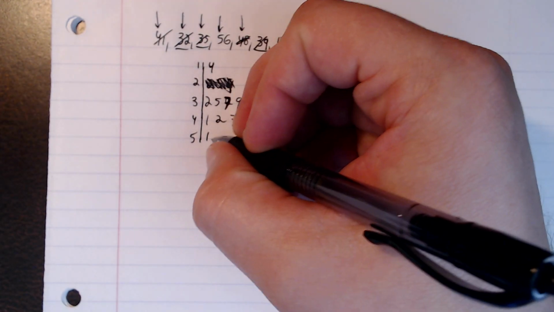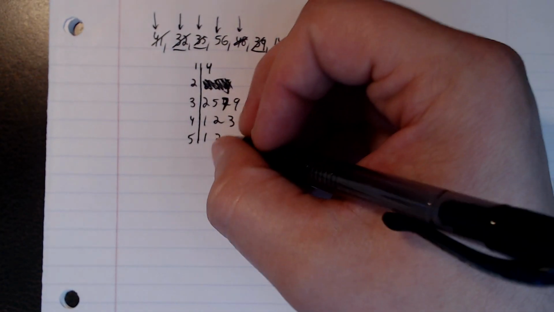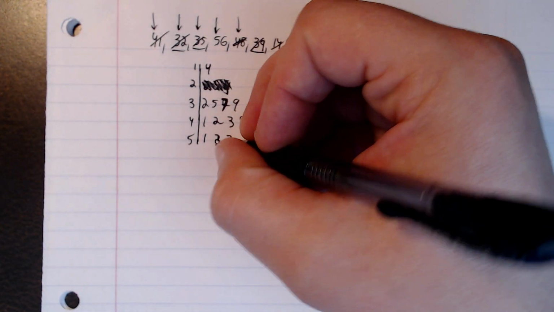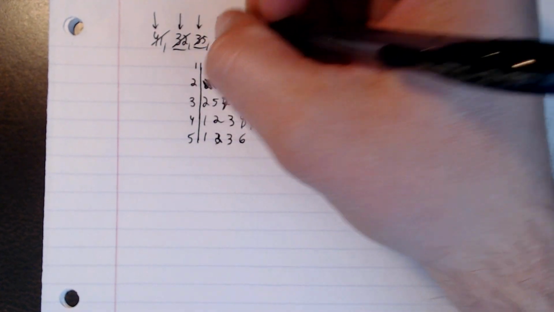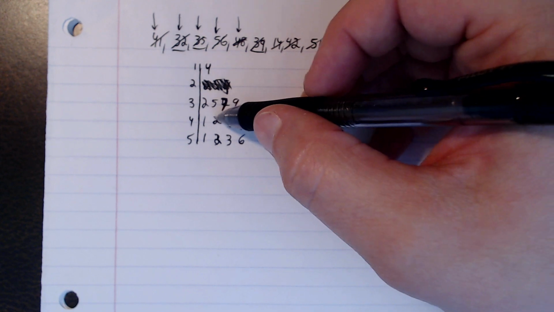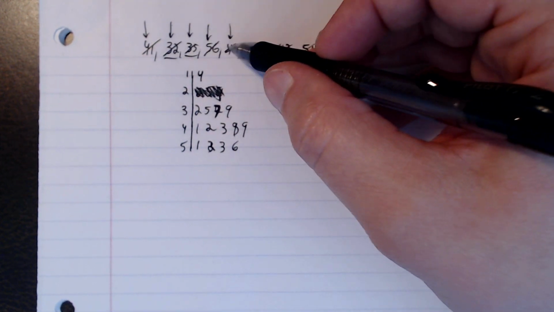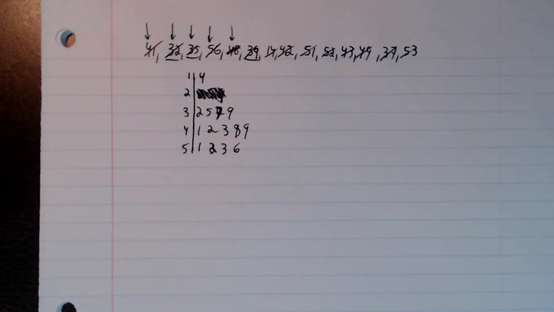5 happens first, then 3. Oh, 2, I guess, happens before 3. Okay, so let's see. 1, 2, 3, 4, 5, 6, 7, 8, 9, 10, 11, 12, 13, 14. All right, so I have all of them down.